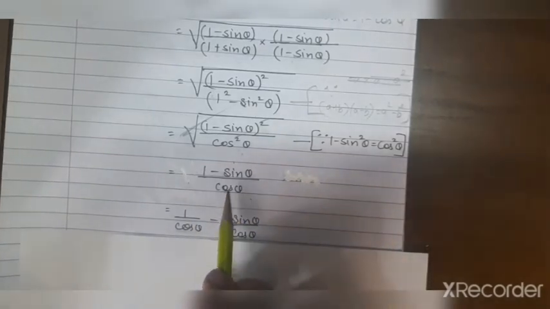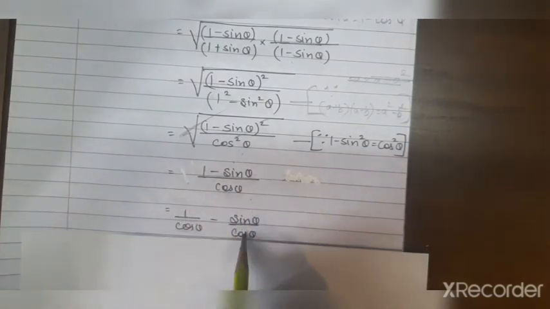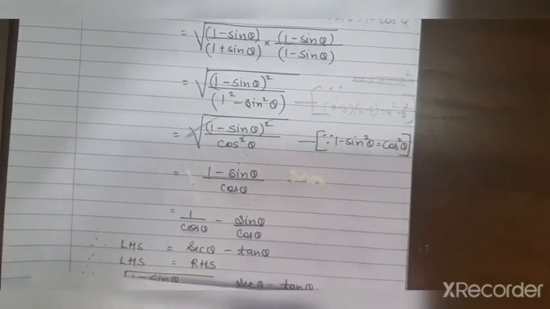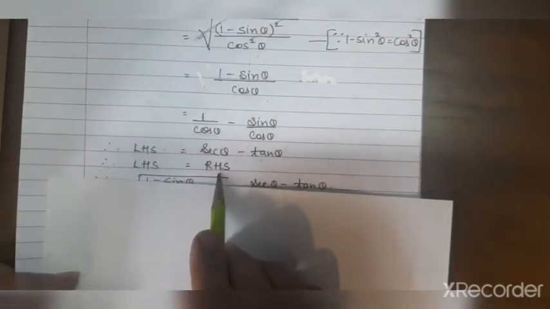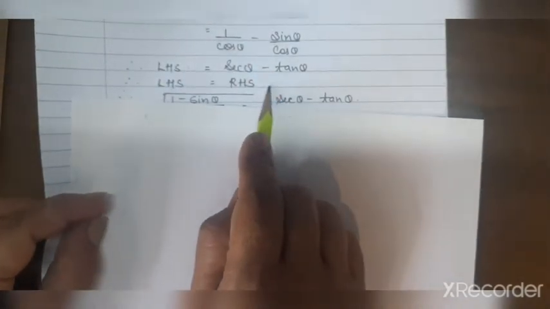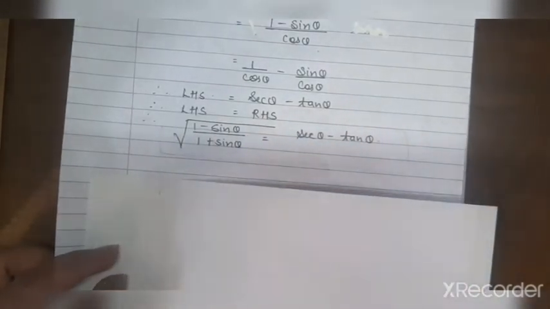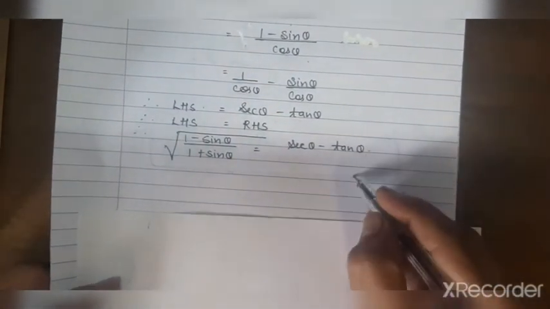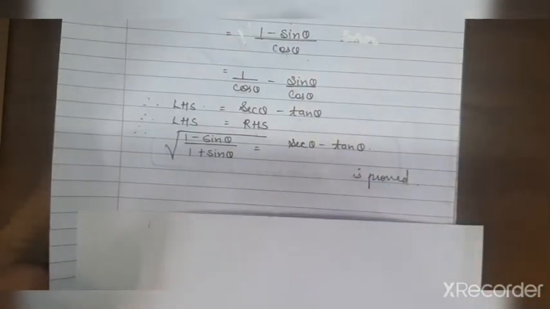The denominator is 1. I have split this. 1 upon cos theta is sec theta and sine theta upon cos theta is tan theta. Okay, see here. And therefore it is equal to RHS. So we write here LHS is equal to RHS. We had taken LHS and we have derived up to RHS. And therefore this final thing is very important to write again. Therefore whatever is the sum is proved.